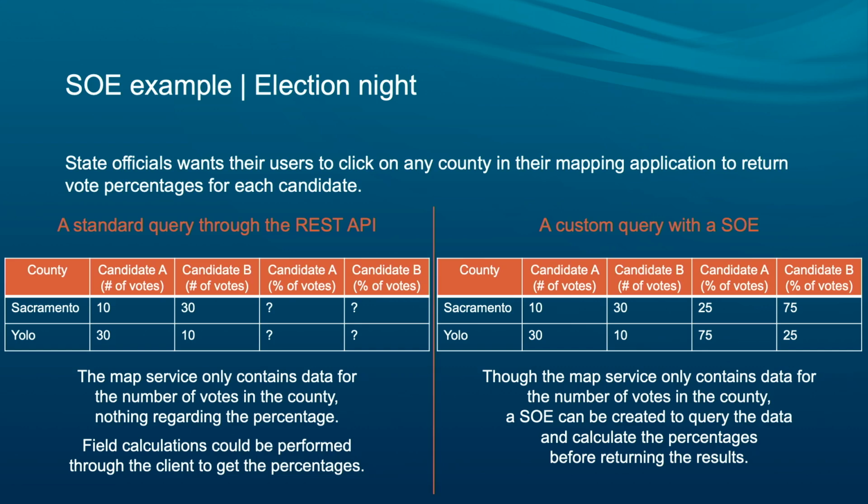So as soon as the raw number of candidates is changed, you'll have the percentage changed as well. That map service will only have the data, but that SOE, that server object extension that's extending the map service, will then be able to query the data and calculate the percentages before returning results to the client. So this is going to have a consistent result from the server, not putting that pressure on the client, doing server-side processing, letting the server do the lifting. And that way, if you have a client that can read this custom operation, this SOE provides a lot of consistency as well.